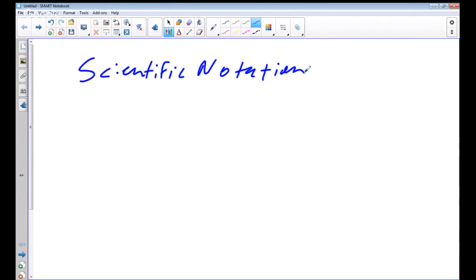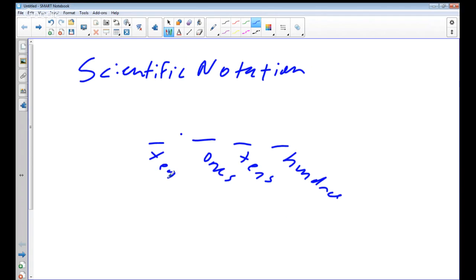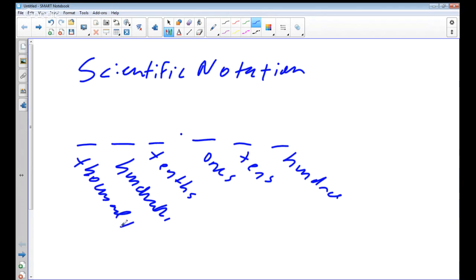Okay, so we would talk them through scientific notation, meaning like, all right, so we have decimal points. We have our ones place, our tens place, our hundreds place, right? And over here we have our tenths and our hundredths and our thousandths, right? And we'd have our thousands place over here.